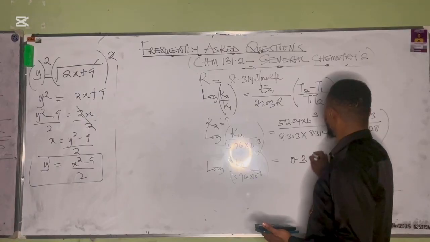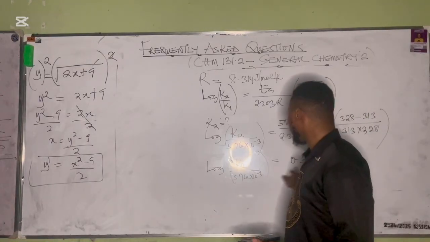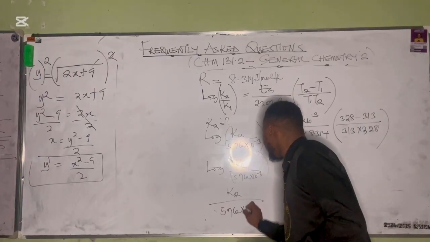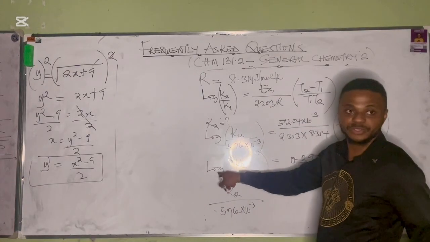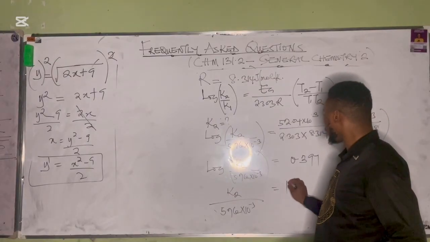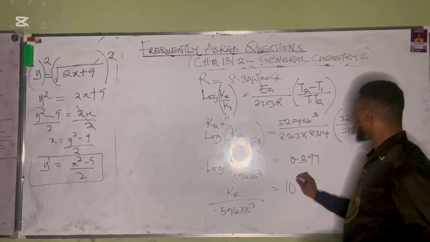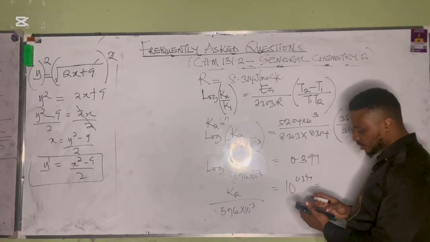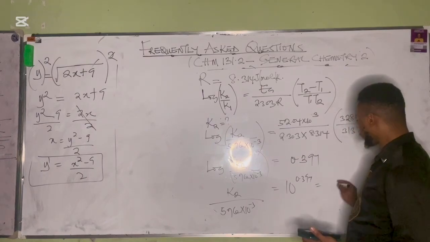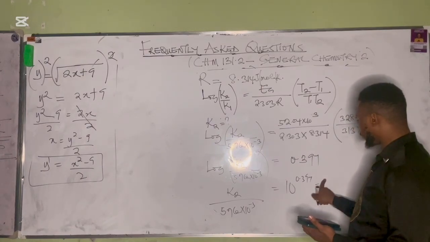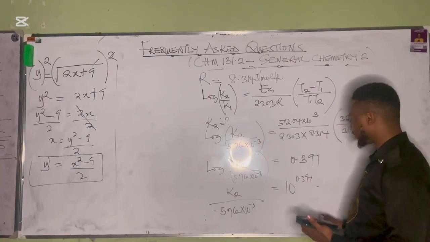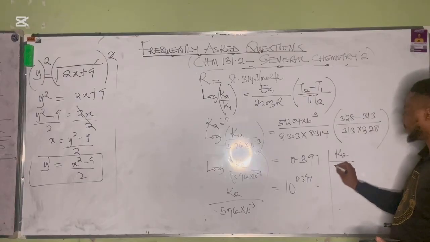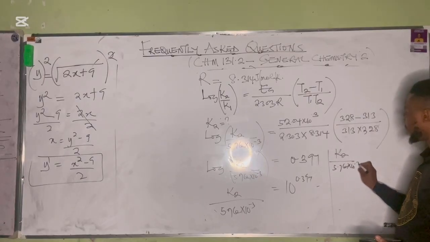So everything here will give us 0.397. So we have to take the antilog of both sides. So it means that we have K2 all over 5.76 times 10 raised to power minus 3. Antilog will cancel the log here. So this will be antilog of this, 10 raised to the power of 0.397. So this will give us 2.49.